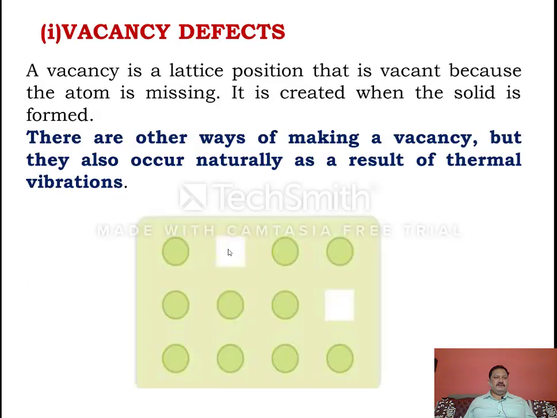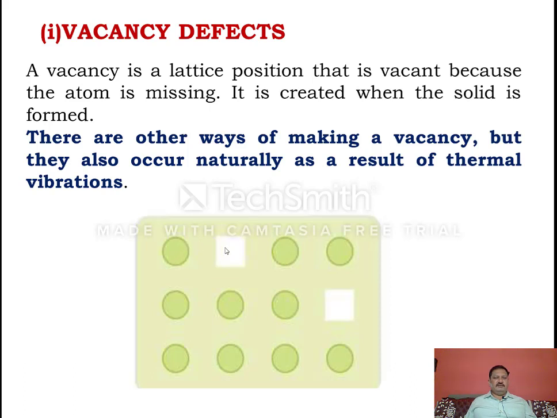What is this vacancy defect? A vacancy in a lattice is a lattice position that is vacant because the atom is missing. It is created when the solid is formed. There are other ways of making a vacancy, but it also occurs naturally as a result of thermal vibrations. In a crystal lattice, from the figure you can understand, there you can find certain vacancies.